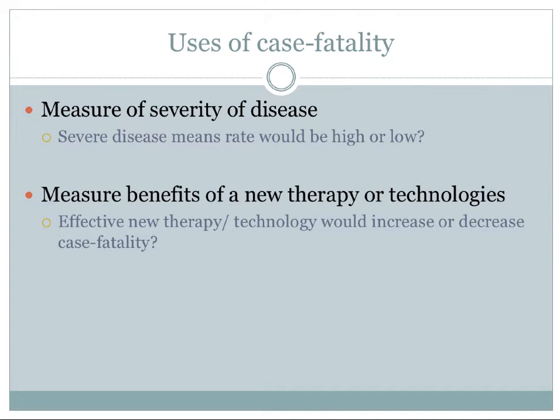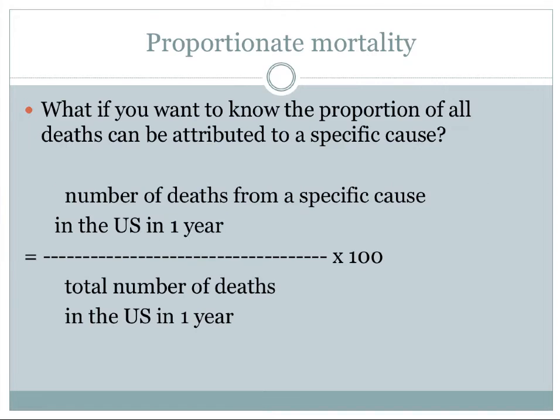So how do we use case fatality? We already talked about disease severity, but by looking at the percent affected, we can also see if new therapies or technologies reduce overall mortality rates. A decrease in case fatality would mean that we are getting better at treating a particular disease.